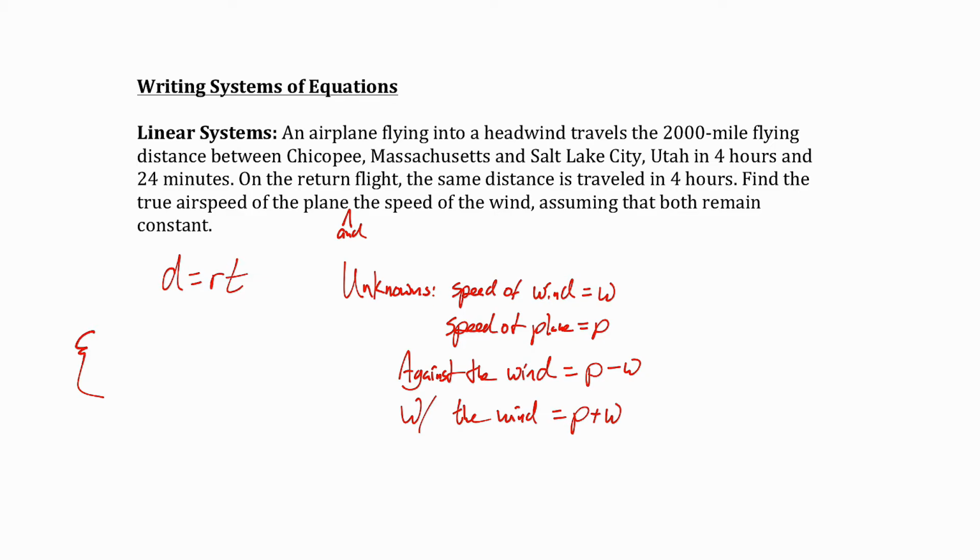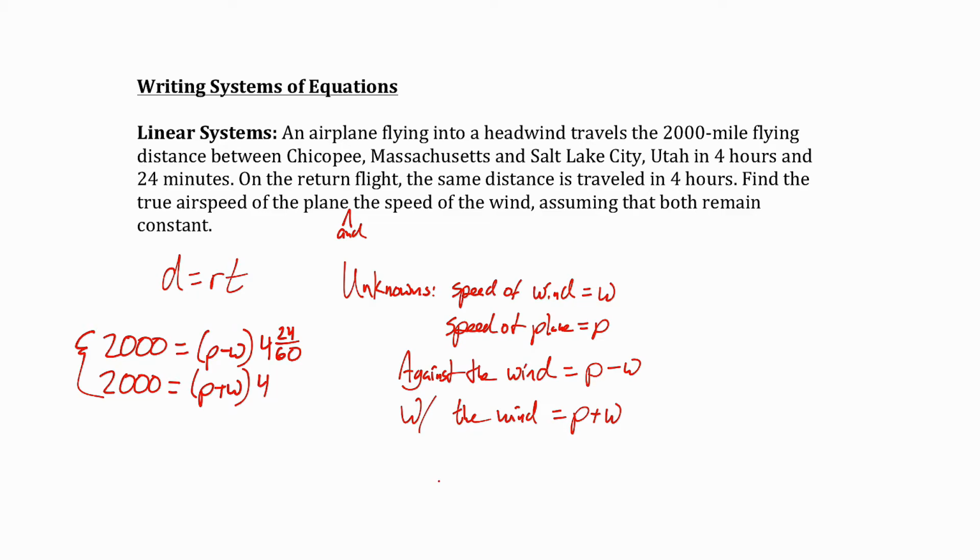So the system of equations, the first one: we're going 2,000 miles against the wind. So we're going to say 2,000 equals our rate, which is P minus W, and then our time is 4 hours and 24 minutes, so I'm going to say 4 and 24/60ths. Now on the way back, we're going with the wind. So we've got 2,000 equals P plus W, and that's just going to be 4 hours.